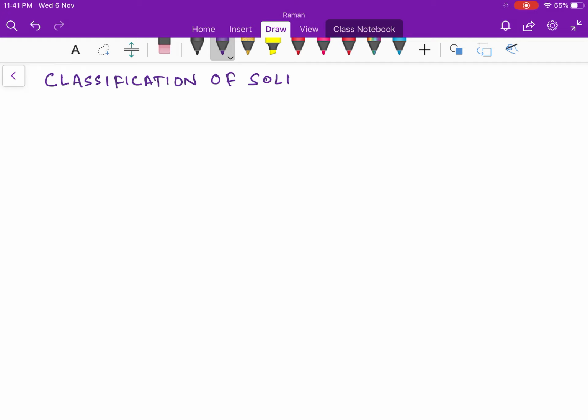Okay, today we are going to discuss the classification of solids. Classification of solids according to energy band diagram.